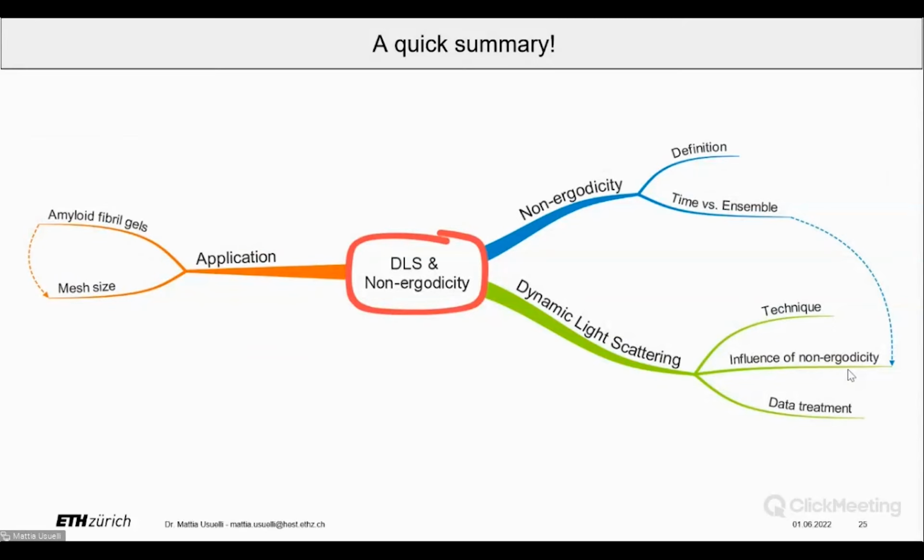So, a quick summary, because I think I was throwing a lot of information, and I'm really looking forward to your questions later. We saw the definition of non-ergodicity, time versus ensemble, and we saw a brief recap of dynamic light scattering, the technique, the influence of non-ergodicity, and how to treat the data properly. Afterwards, we saw an application on how to combine non-ergodicity and DLS to extract the mesh size of amyloid fibril gels with a rigorous theoretical treatment.